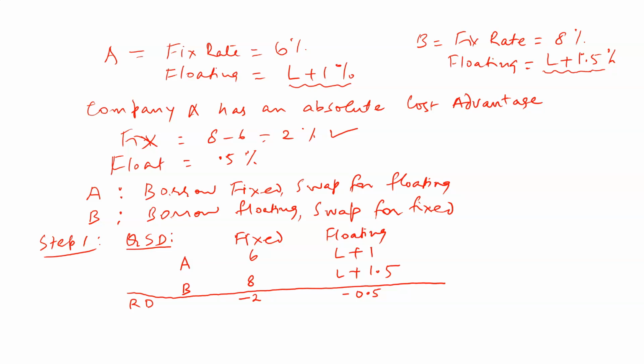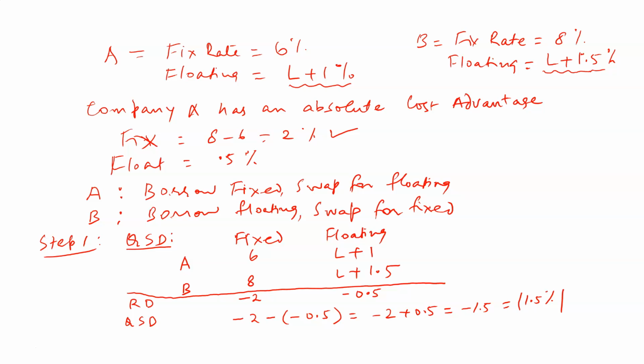So this is the relative difference, and just beneath that we can write the QSD, which remember has to be an absolute value and which is arrived at by subtracting one relative difference from the other. So we are saying minus 2 minus minus 0.5. So that's going to give us minus 2 plus 0.5. So that's going to give us minus 1.5%, and we just take an absolute value of that. So 1.5%.